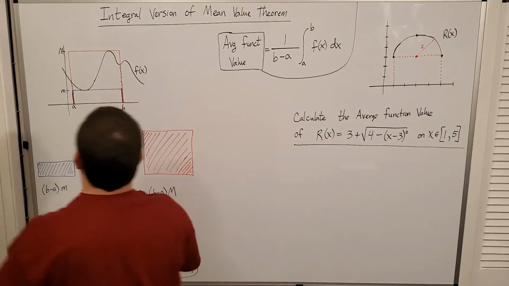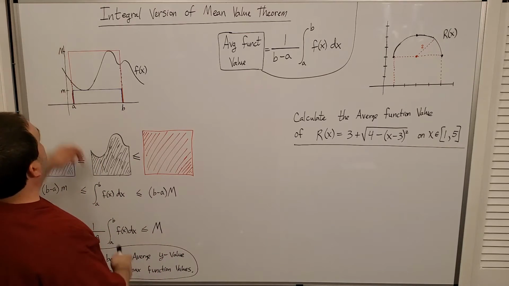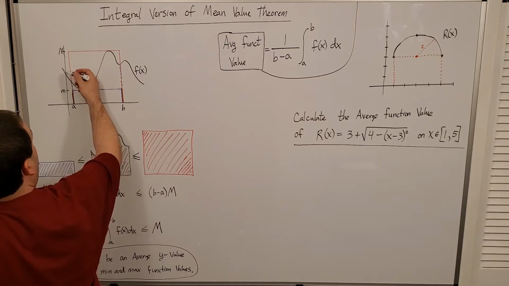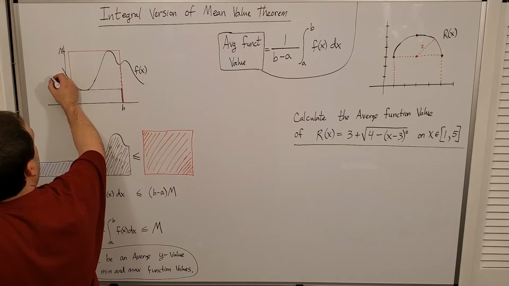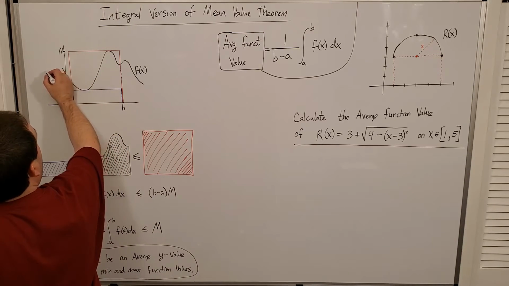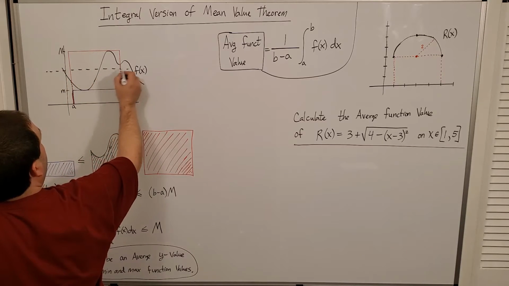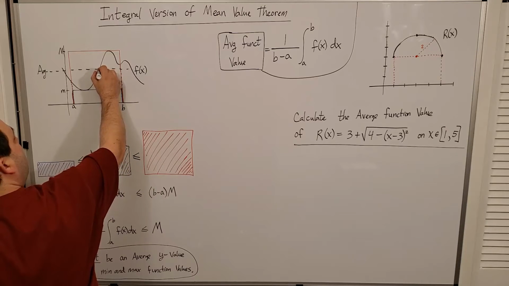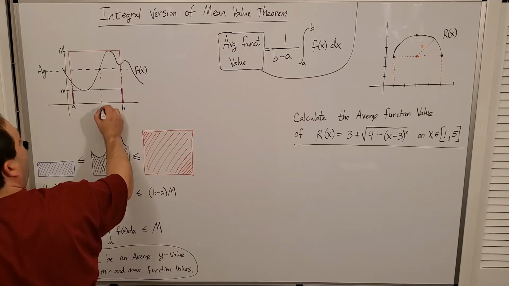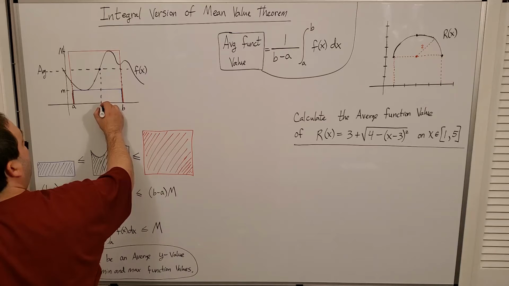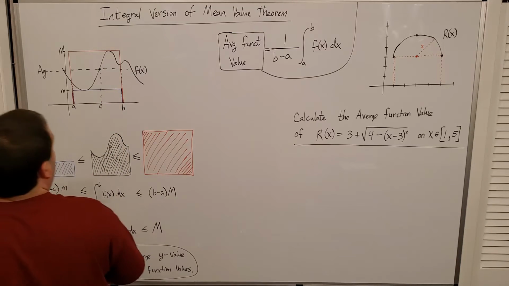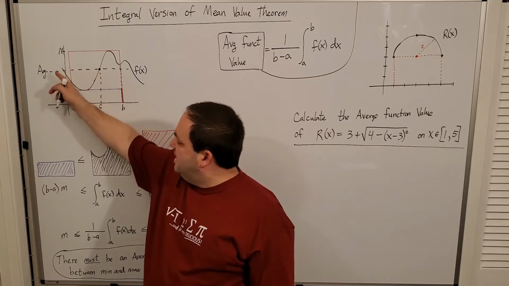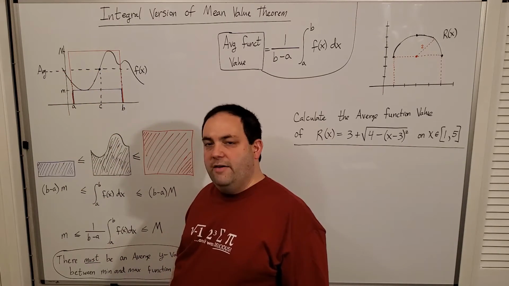As you can see, the average between big M and little m, depending on how the function is weighted, is going to be somewhere here-ish, right? Let's say this is the average value here. As you can see, the function does in fact take on that value. I'll call it c for a moment, where f of c is equal to this average value.